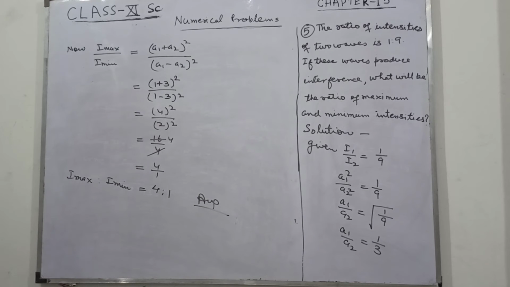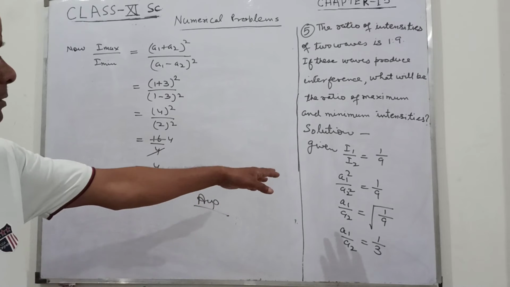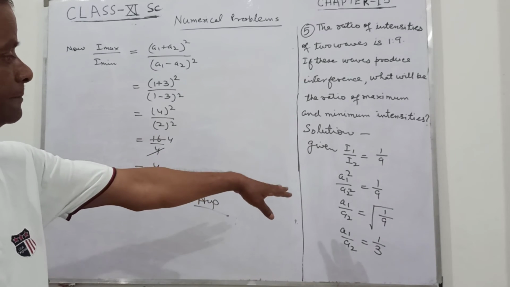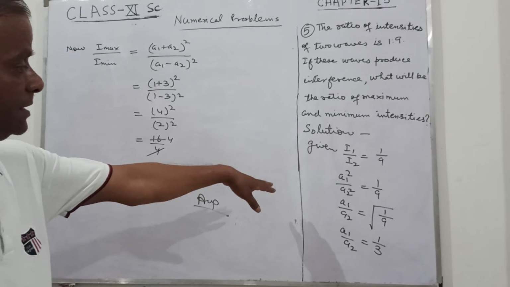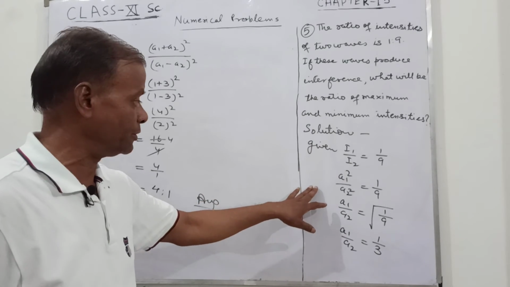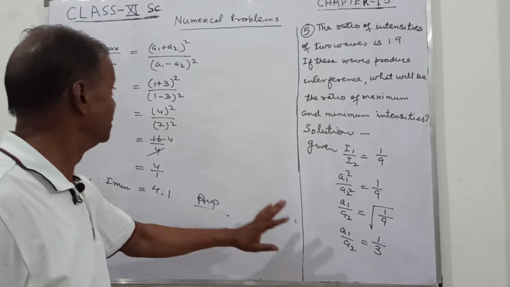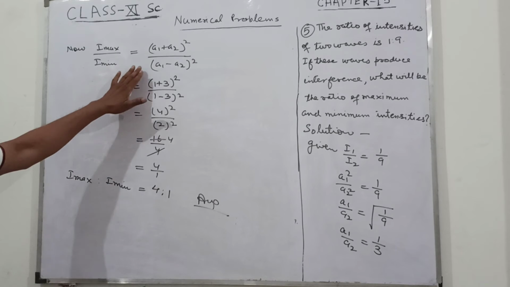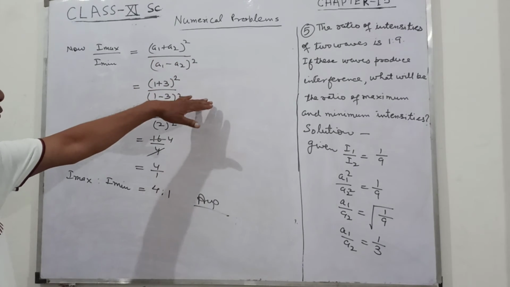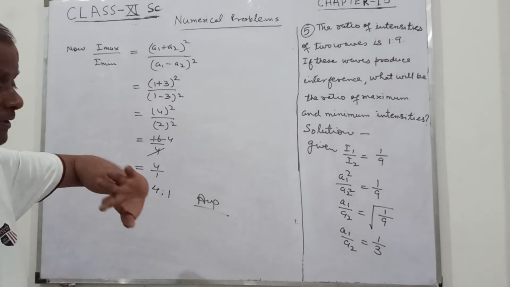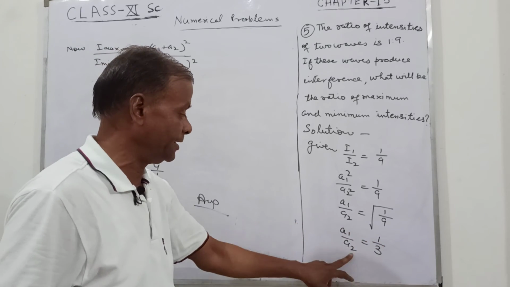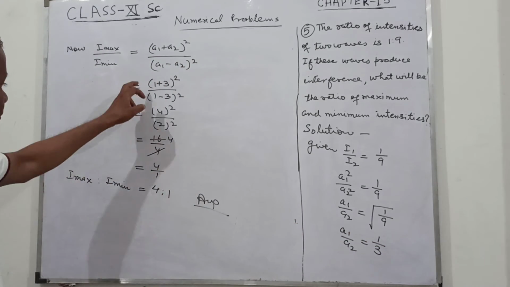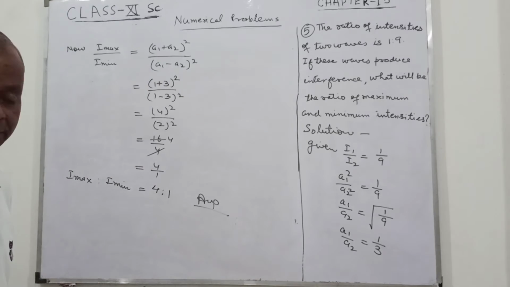So what to do? First you write down what is given in the question, and then apply the formula that intensity is always proportional to the square of the amplitude, and then find I maximum and I minimum. A1 plus A2 whole square upon A1 minus A2 whole square. A1 is 1 and A2 equal to 3. Then put these and simplify. This is the answer to the 5th question.